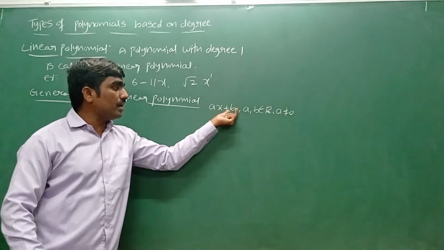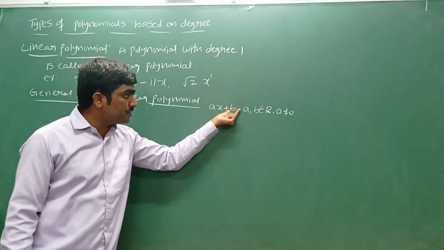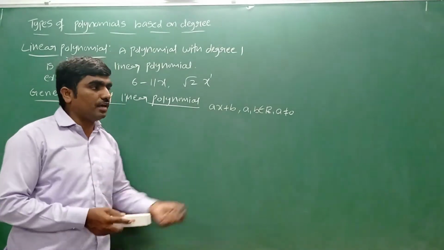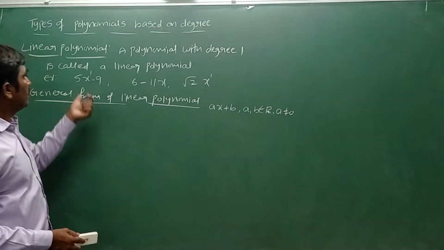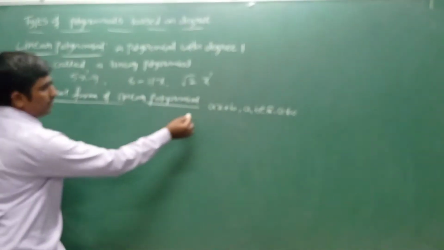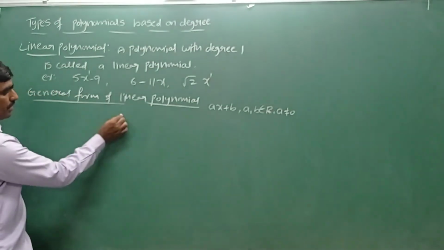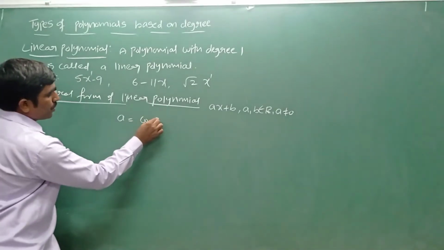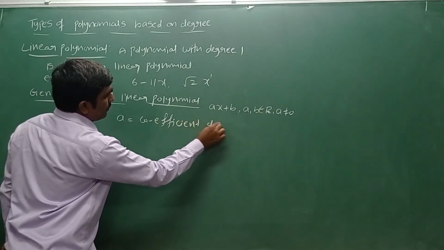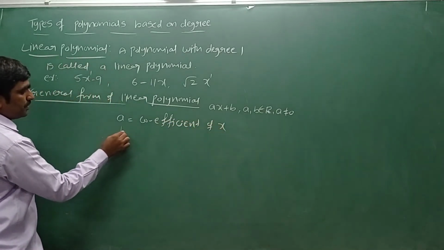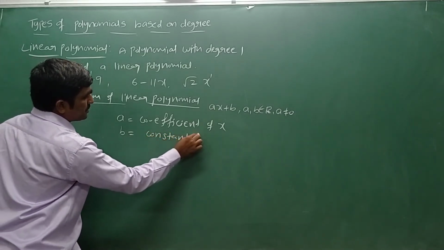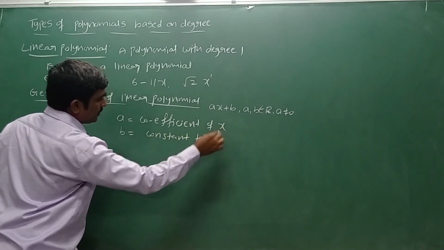Sir, can we take b value 0? Yes, if we take b value 0 also, ax plus 0 is ax, where we can see the degree is 1. It is also called a linear polynomial. Here, what can we say about a? A is equal to what? Coefficient of x. A is the coefficient of x. What is meant by b? Constant term. B is the constant term.